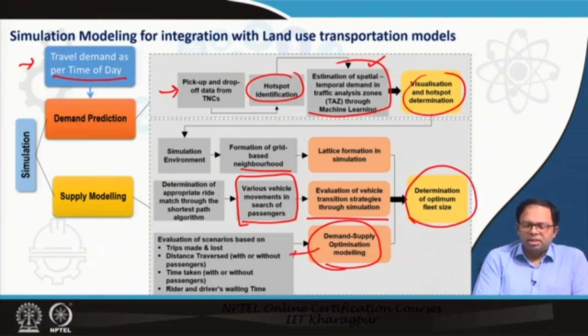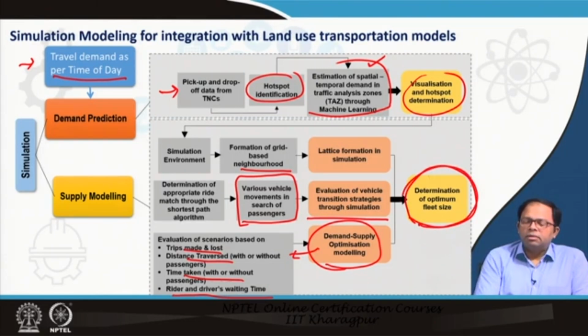Now, objective functions for this kind of optimization model could be the total number of trips made and lost, the distance traversed, or the time taken by all passengers. It could be rider and driver waiting time, where we reduce both of their waiting times. So it could be several objectives, or a group of objectives which we can minimize for an urban area, and that will give us a fleet size for the urban area.